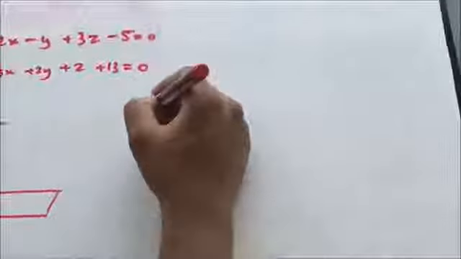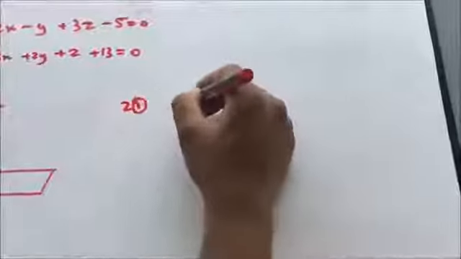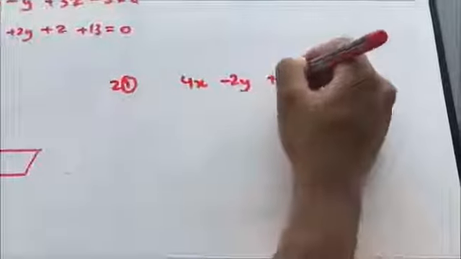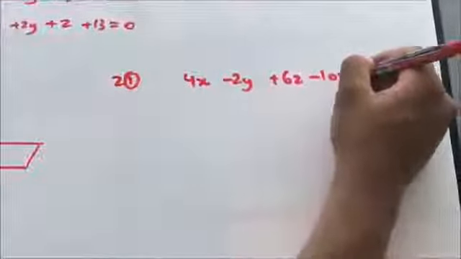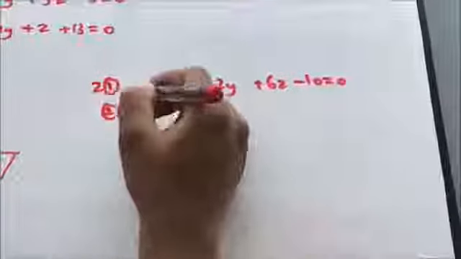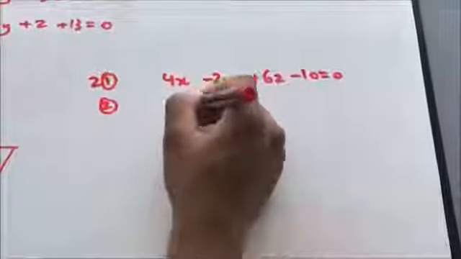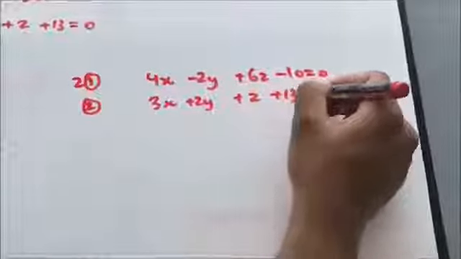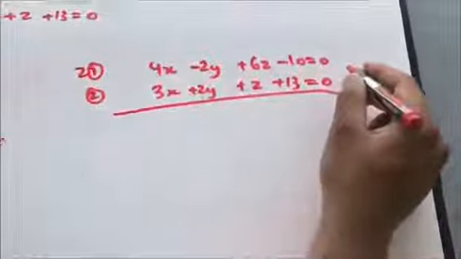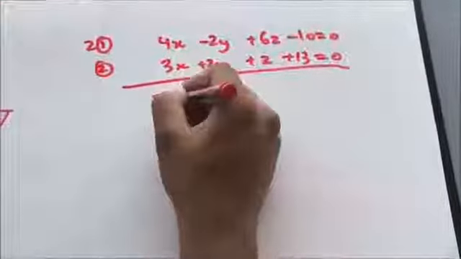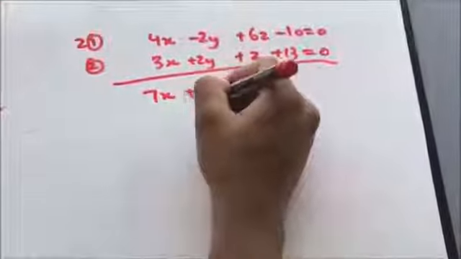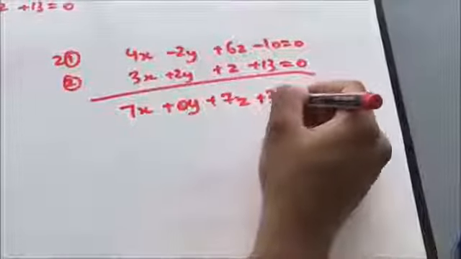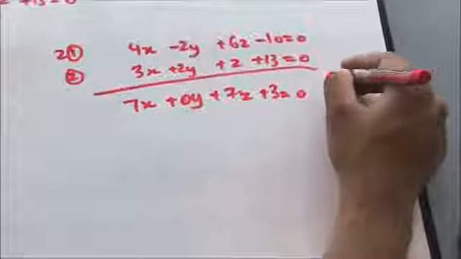We know 2 times equation 1 is going to give us 4x minus 2y plus 6z minus 10 equals 0. And then equation 2 is going to give us 3x plus 2y plus z plus 13 equals 0. If we add these two up, we get 7x plus 0y plus 7z plus 3 equals 0. So this would be our equation 3.